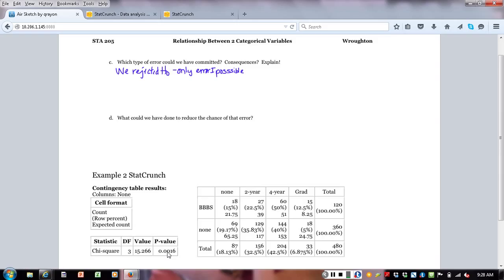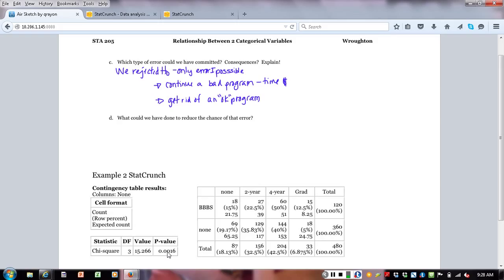Some possible consequences there. Maybe we continue a bad program, which of course would cost time and money. So we think it's helping when it really isn't. If we think it's making things worse when it really isn't, we get rid of an okay program, which probably wouldn't be as big of a deal. It's not really helping that much there.